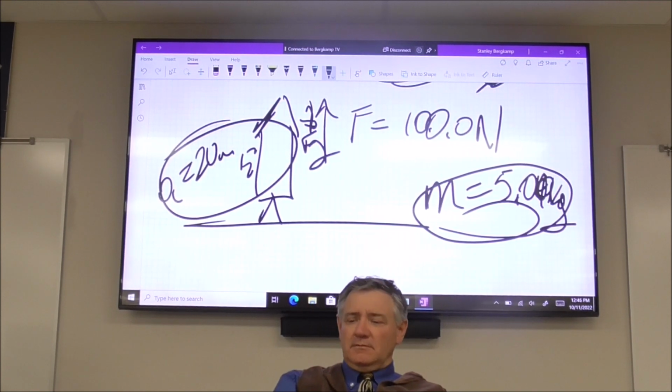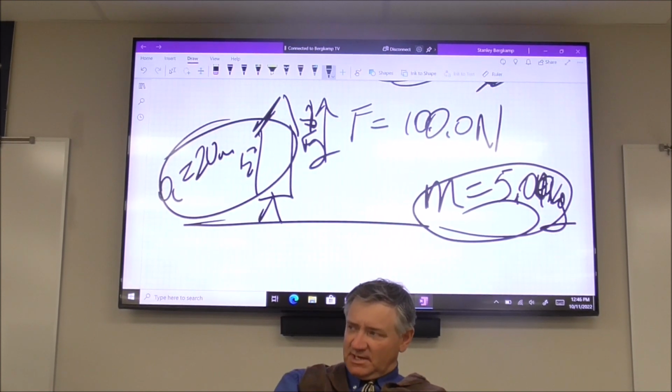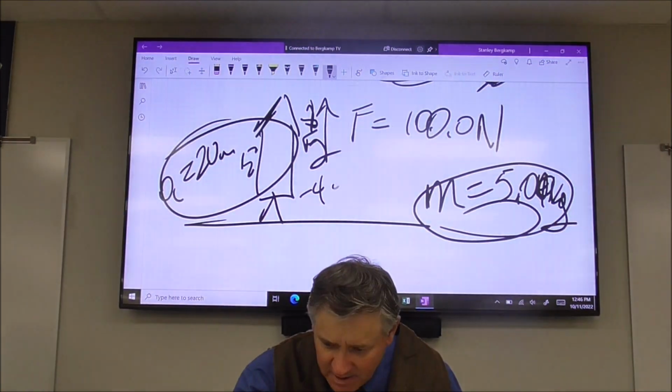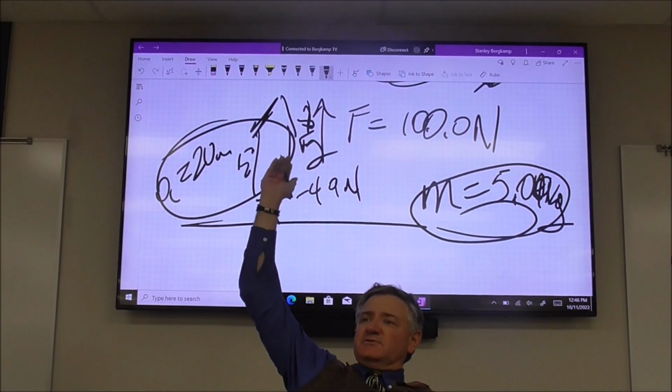Mass times the acceleration. You're going to take 5 times 9.8 meters per second squared. You're going to get 49 newtons. Trust me on that one. So I got a negative 49 newtons, and a 100 Newton force going up.